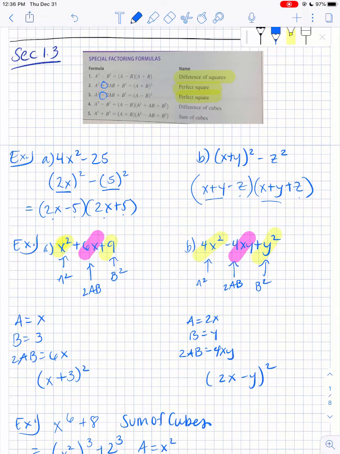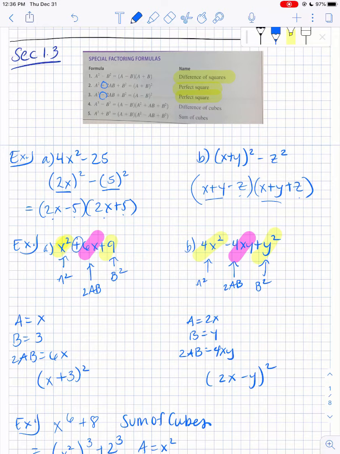So my a is x, because a squared is x squared. And then my b is going to be 3, because 3 squared is 9. And then 2ab is, I'm taking my a, which is x, and my b, which is 3, so 3x times 2 is 6x. That's the middle term, what I highlighted in pink. So that's 2ab. So we have the form, and we could go ahead and use our formula. I do a plus b squared because we have a plus sign in the middle here. So I'm going to do x plus 3 squared.